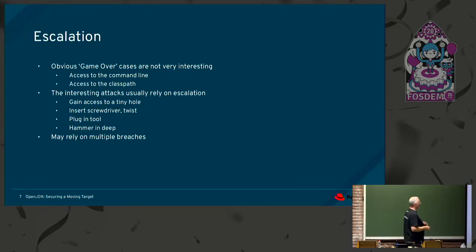Now, I'm not interested really in the obvious game over cases where you've got access to the command line or to the class path, or you can load an agent. They're just not very interesting. The interesting attacks are things that rely on escalation. This is where these little funny, weird behaviors in the program can actually end up giving you access to a tiny little hole, and then most of the things escalate that by getting the hooks in, getting a chance to execute something or do something, and then you can actually download a security exploit kit that basically you hammer in and you open up the whole program. So that's the sort of scenarios that are interesting.